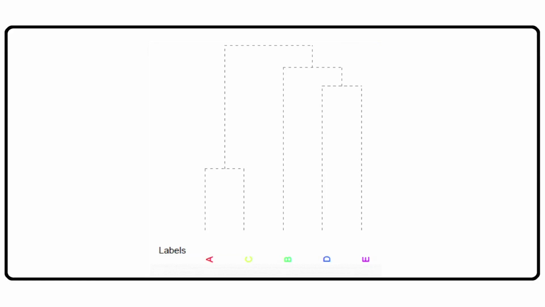The higher the height of this dendrogram, the more dissimilar we can say that the individuals are. So the shorter the height at which they meet, the closer they are. The higher the height that they meet at, the farther apart they are. So this is primarily what is hierarchical agglomerative clustering.